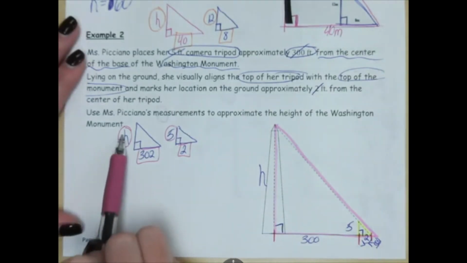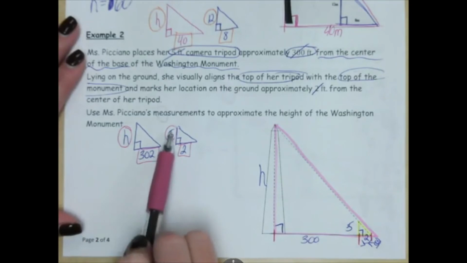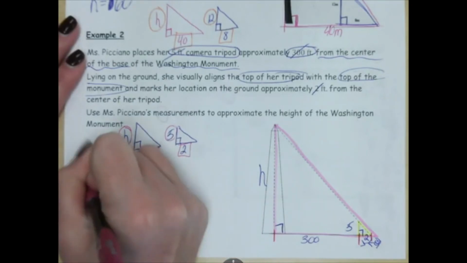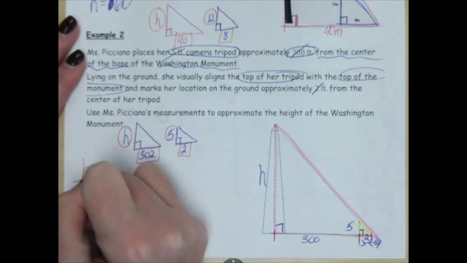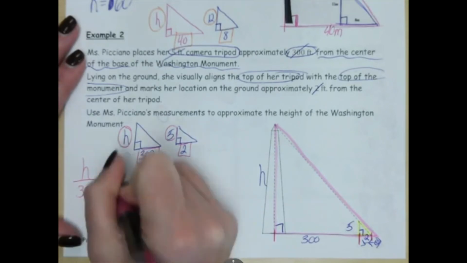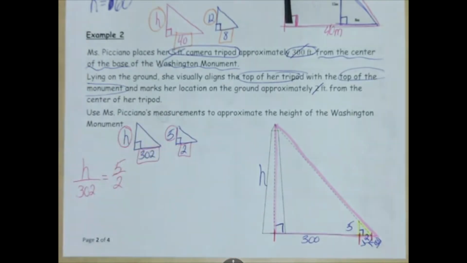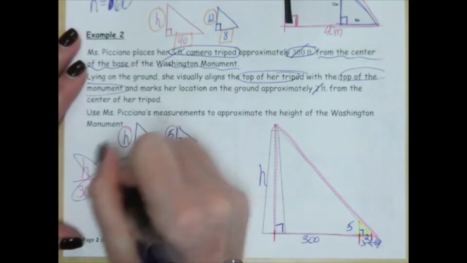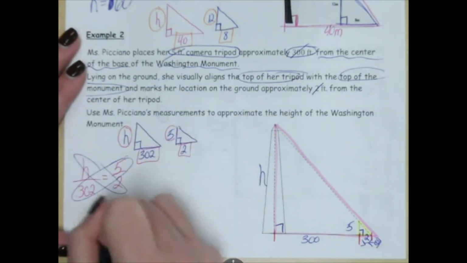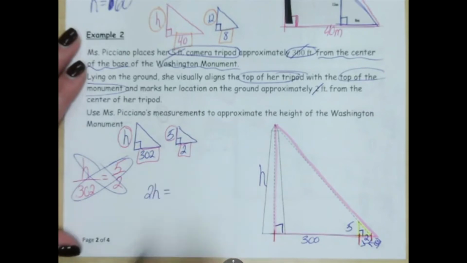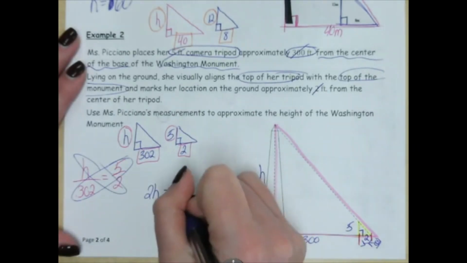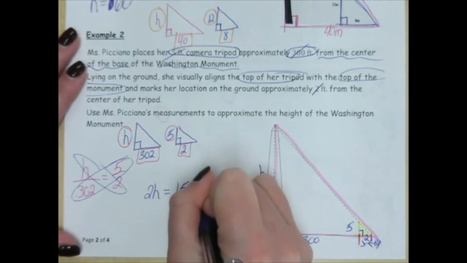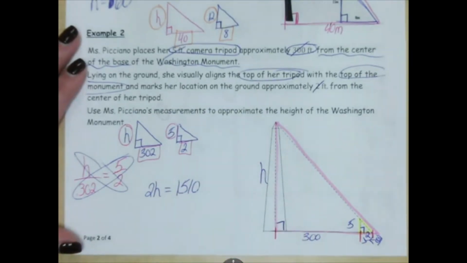Now I'm ready to rock. I'm going to do top to bottom in the mom, then I'm going to do top to bottom in the baby. So I'm going to do h over 302 equals 5 over 2. And then just like before, we're going to cross multiply to solve here. All right, h times 2 is 2h. 302 times 5 is 1,510.